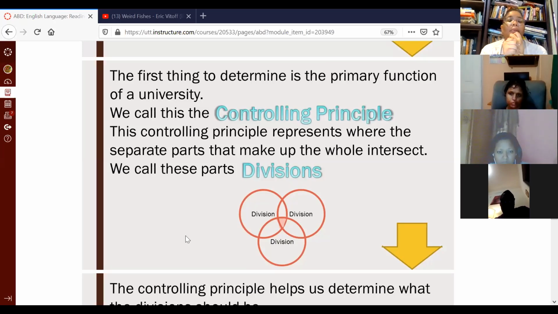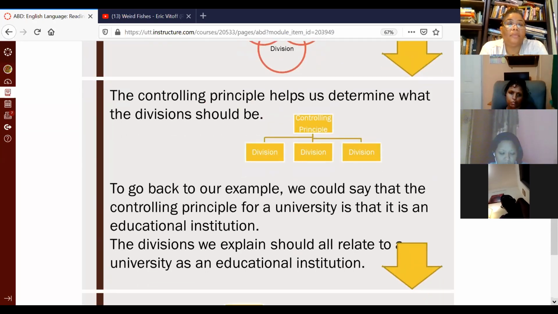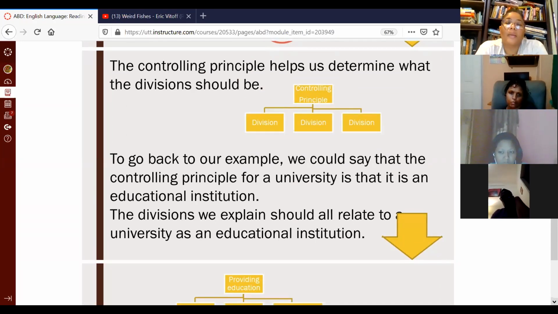Right? So once you find out what the controlling principle is, you then decide what the divisions are. So each separate piece we call the division. Right? This is determined by the controlling principle. So let us say, for example, a university is an educational institution. That is its primary function. That's what we call the controlling principle of a university. This is what any university has to do. It has to function as an educational institution.